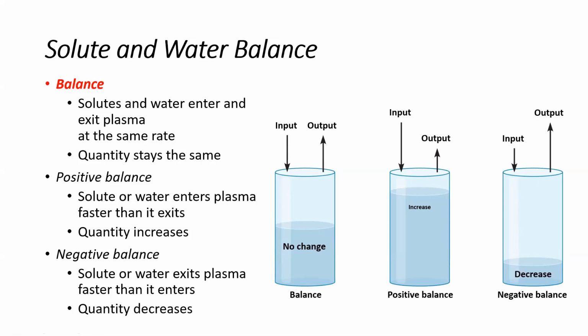If we're overhydrated, and we'll talk about what the term for this is, the opposite is true. The input is greater than the output, and so we're said to be in a state of positive balance because of that.